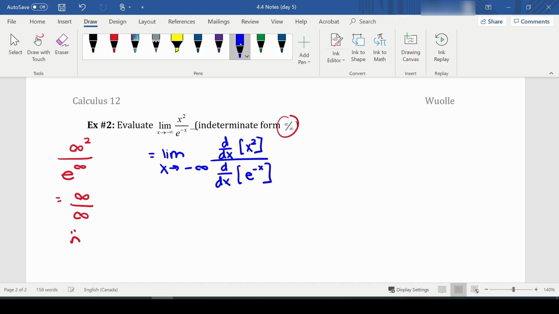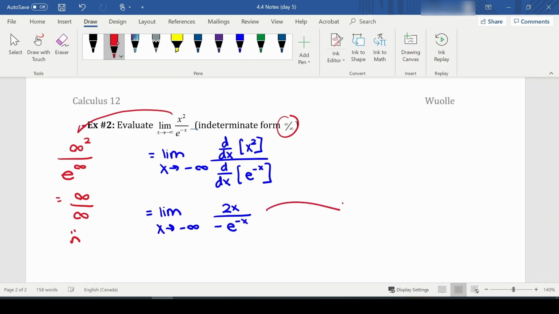Now, once you get going, you probably won't write this step. You'll probably just go straight to actually finding the derivative. Now, when I do this, the derivative of the top gives me 2x. The derivative of the bottom is going to give me negative e to the negative x. Now, if I plug infinity over infinity in here, I'm going to get 2 times negative infinity over negative e to the infinity, which again is going to give me negative 2 times infinity over negative infinity.